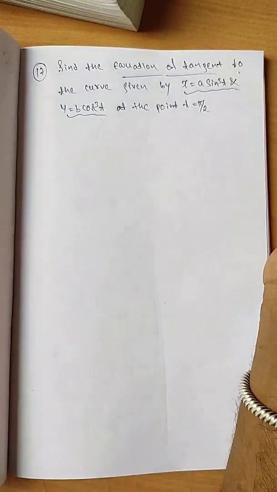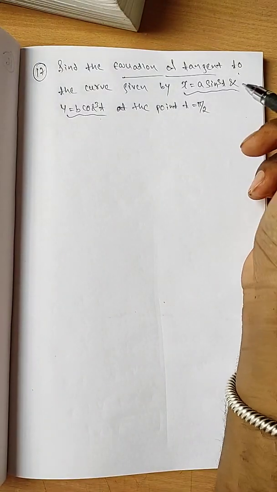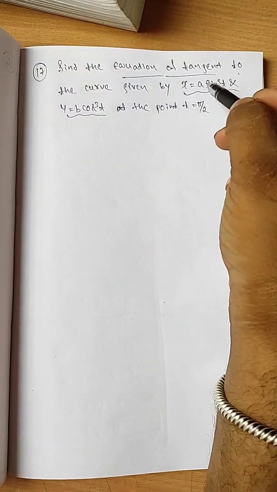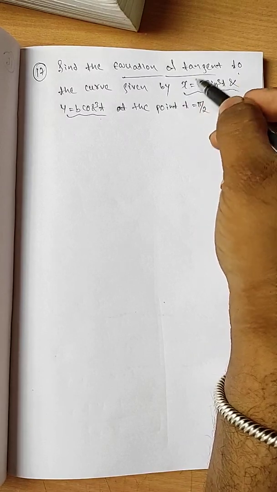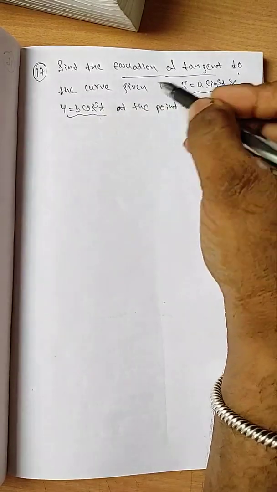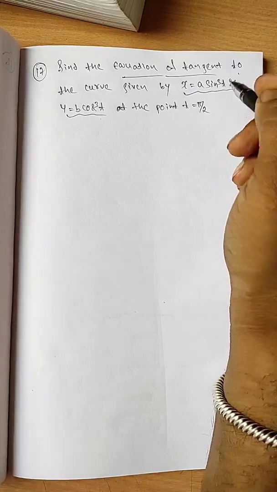The given curve is in the form of a parametric equation. This curve is a parametric curve. Okay? So what is a parametric equation? An equation in terms of another parameter. Here t is another parameter. Okay? Now let me consider this curve.